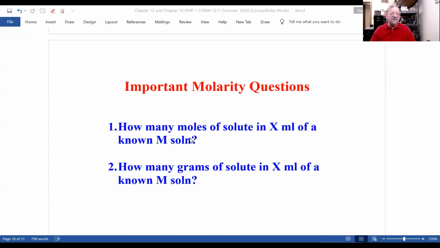All right, now let's look at some important molarity questions. How many moles of solute are in X milliliters of a known molar solution? Don't forget, everything you see typed on here, you can get in Blackboard, and everything else, you can go back and look at the video.